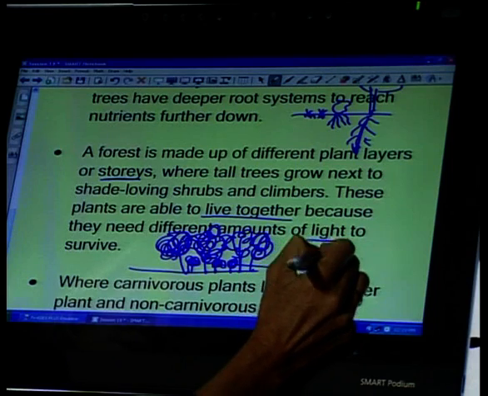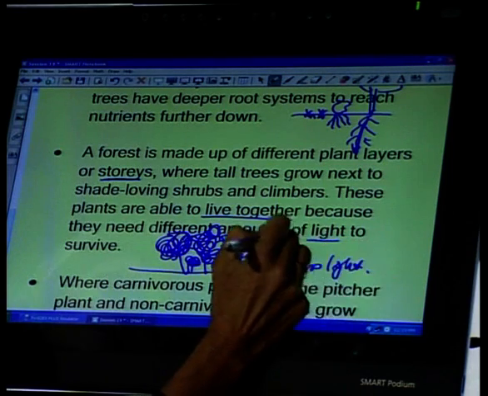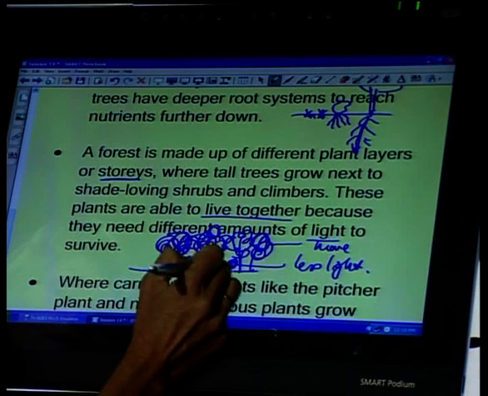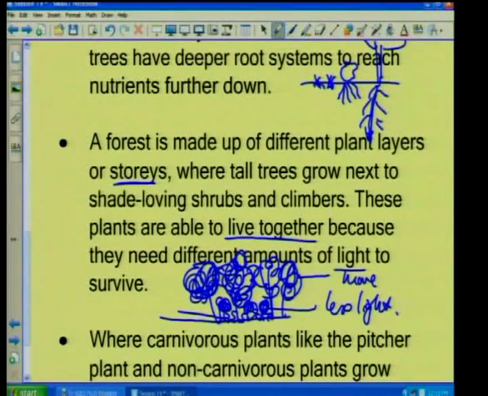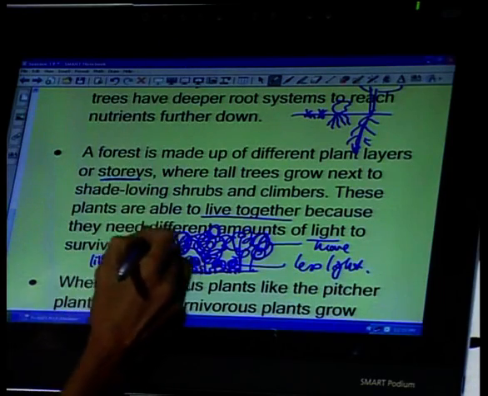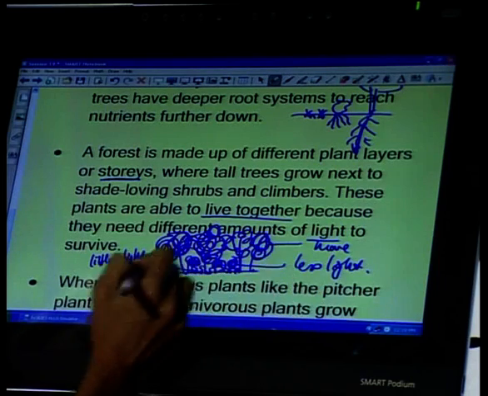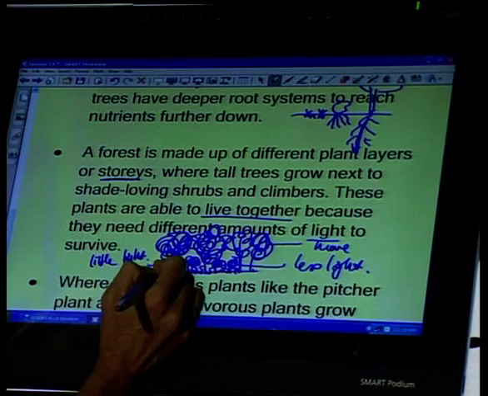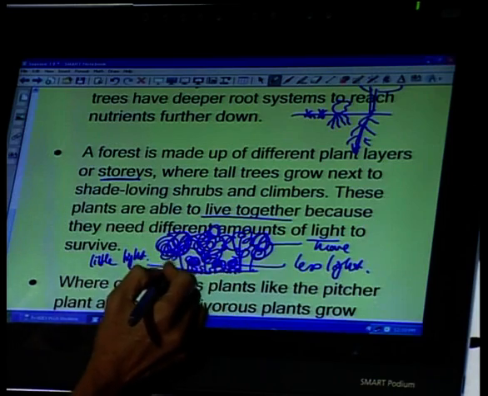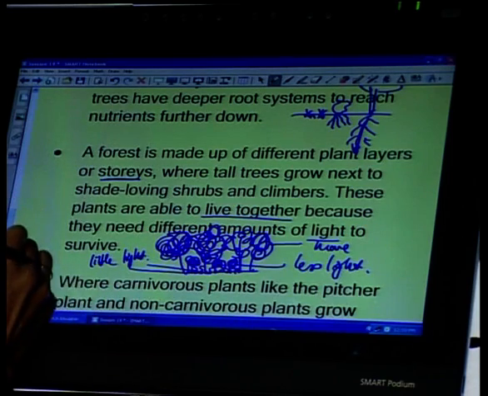So that would be less light, and this would be more light. Why? Because they're growing up. And then you're going to have your creepers and stuff in between here, and they need very little light. For example, your ferns would be down the bottom here, and the creepers. Because of the different layers, you've got the layer of the top trees, and then your different shrubs, and then the bottom plants, which would be your ferns and creepers. They don't need as much light, so they're quite happy to grow at the bottom.